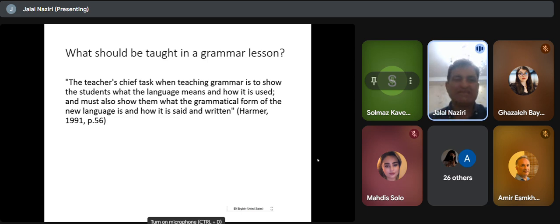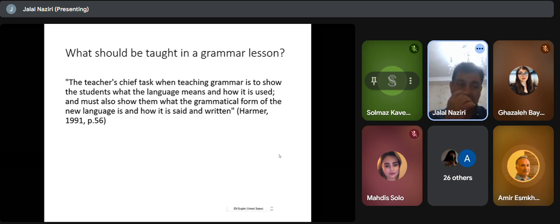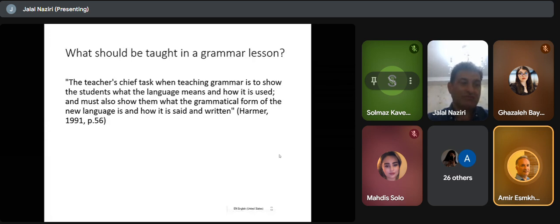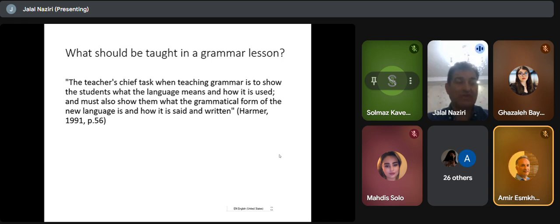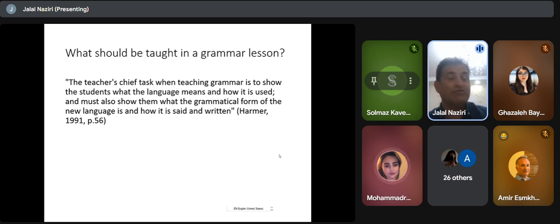Now, everyone read this, which comes from Jeremy Harmer's book, How to Teach English. Muhammad Reza Mortazavi: grammar is the hidden code that structures our thoughts into meaningful communication. Yes, but the point is, you are philosophizing grammar now. It's very difficult. I need to decode this first and then understand it. No, I'm just joking. A great idea. By the way, whenever you want to talk, just go ahead.